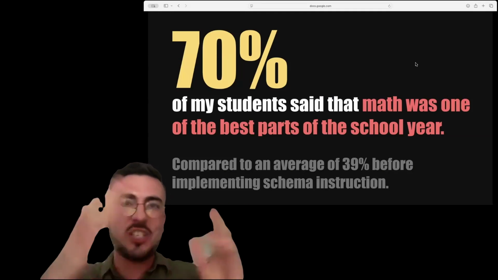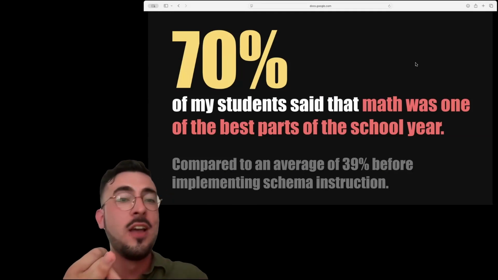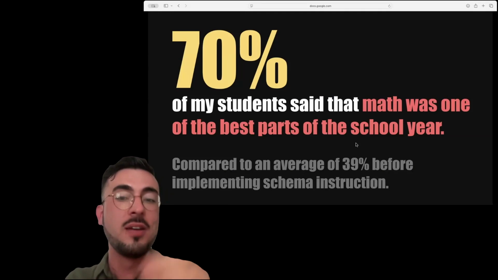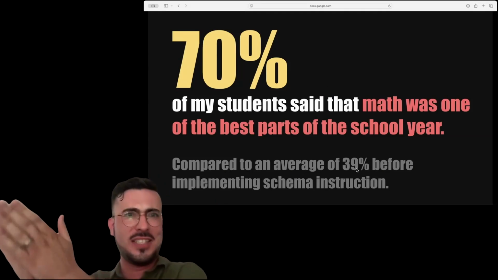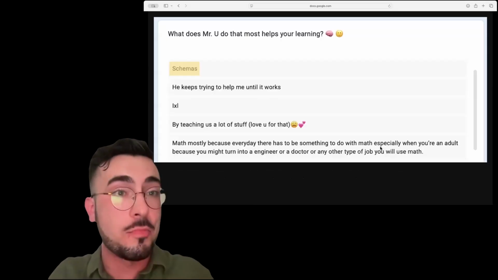I know people say with explicit direct instruction, you hear the canard that it's oppressive, the students are going to hate it. Well, 70% of my kids said math was one of the best parts of the school year. Before I started schema instruction, 39% did. So am I saying I taught schemas that made them like it? No, but clearly I started teaching schemas and they didn't hate math more.